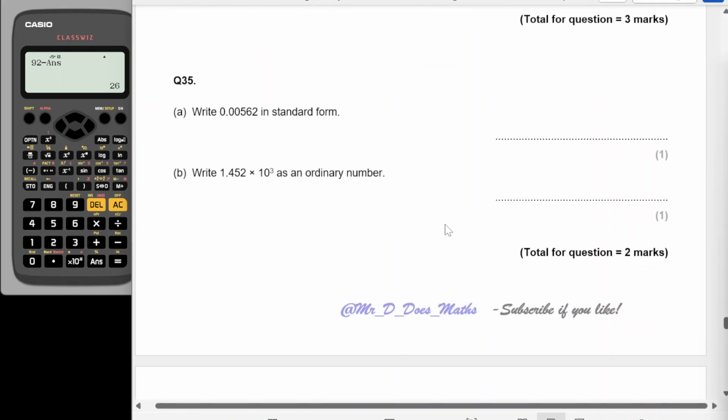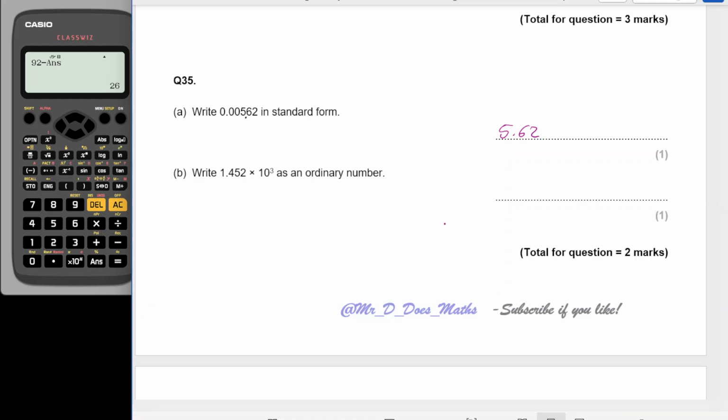Question 35, write this number in standard form. So place a decimal point to make it a number between 1 and 10, so 5.62, and then we've moved it in effect 1, 2, 3 places back, or you can count the number of zeros to the minus 3. It's an ordinary number, so we want to move this decimal point 3 places back, so that would be 1,452.